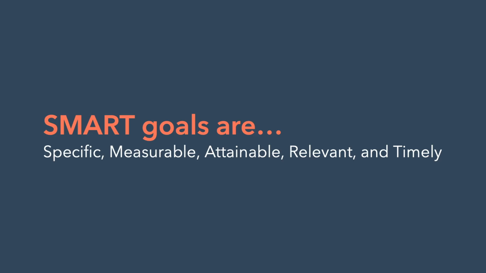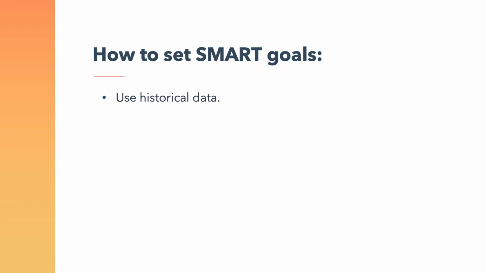Setting metric-oriented goals is essential for determining the impact of your content. Setting SMART goals is a great way to identify the metrics that are important to your business and achievable with your content. SMART goals are specific, measurable, attainable, relevant, and timely. For example, a SMART goal could be to increase monthly website leads from 1,000 to 1,500 by the end of the year.